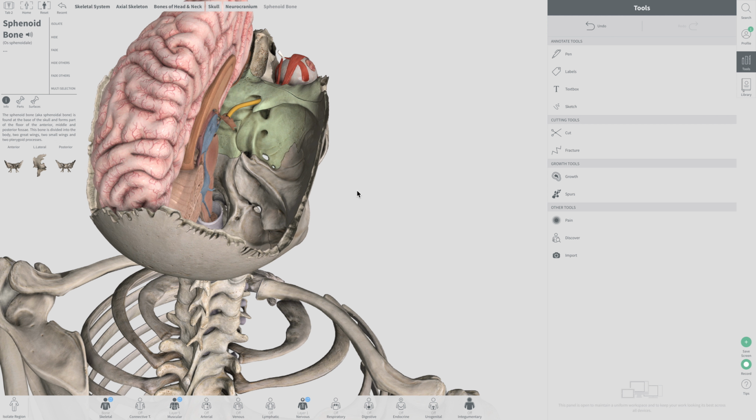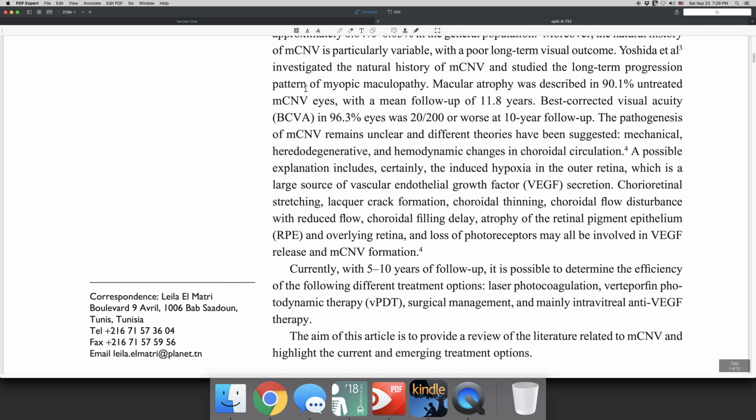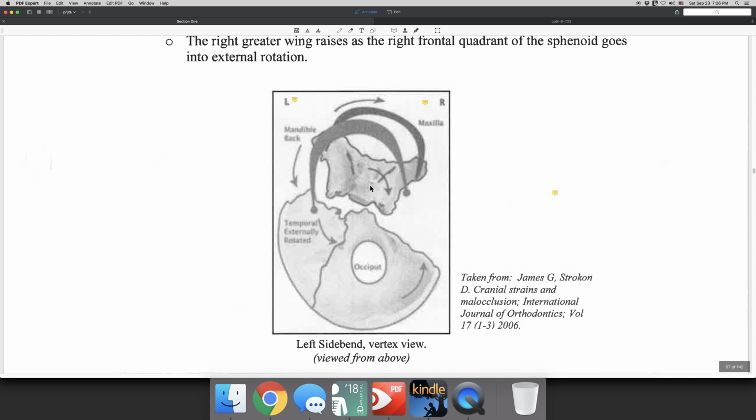I'm going to go at my speed, because you can obviously rewind this video. So how does this thing move? In what direction does it move? We're going to go into that next. Okay, cool. So this is from an orthodontic journal some years ago, and the concept behind what I'm about to talk about next has been around for almost 100 years.